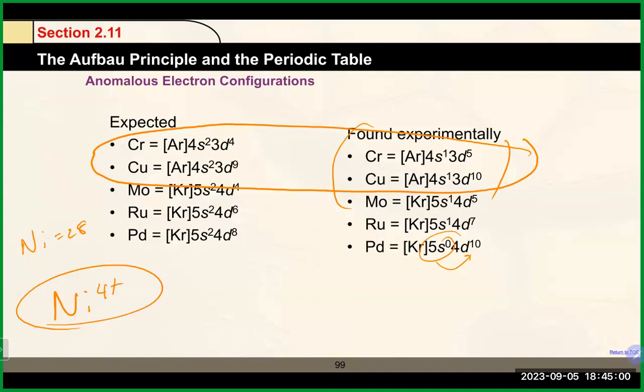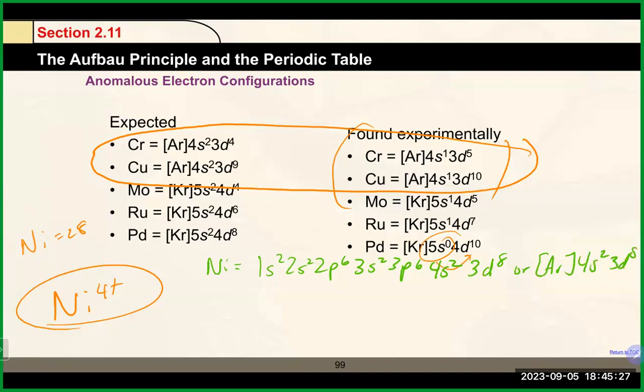Yeah, let's take a look. So we'll start with nickel with no charge here. So nickel with no charge has 28. So that's a little 1s2, 2s2, 2p6, 3s2, 3p6, 4s2 again coming first, and then 3d8. Or you could do again argon 4s2, 3d8.